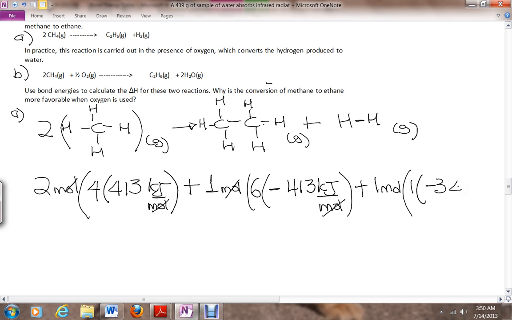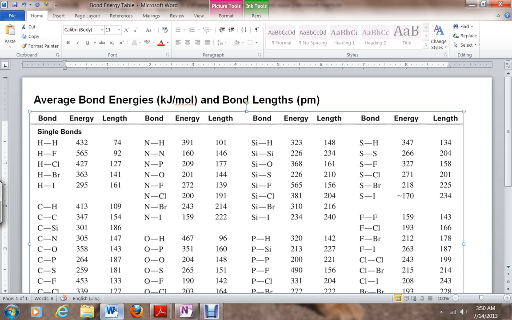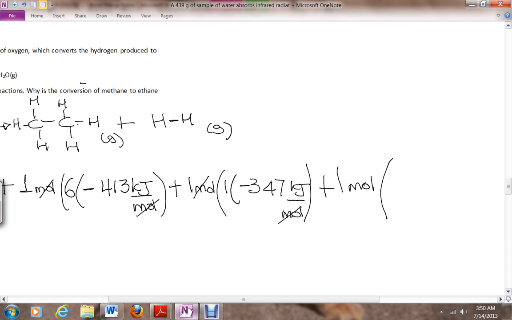Minus 347 kilojoules per mole. And then the formation of a hydrogen-hydrogen bond, which we got 1 mole, would be 432. So it's negative, and we got only 1, per mole.